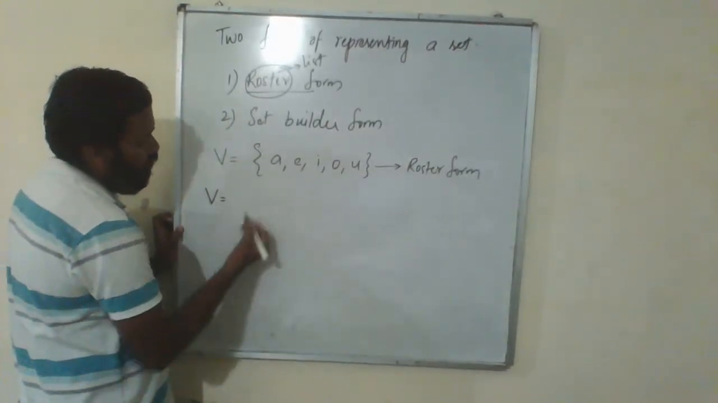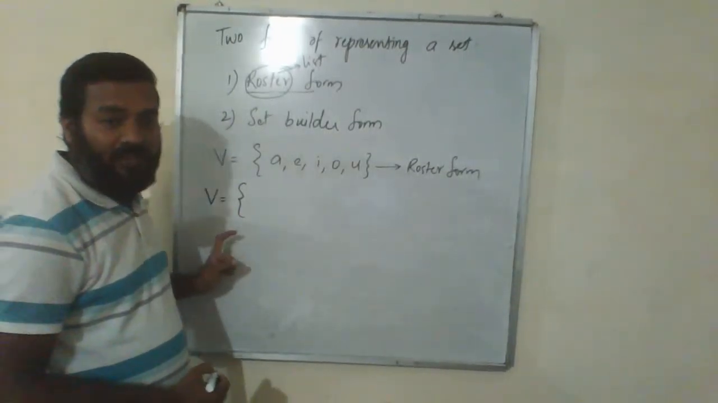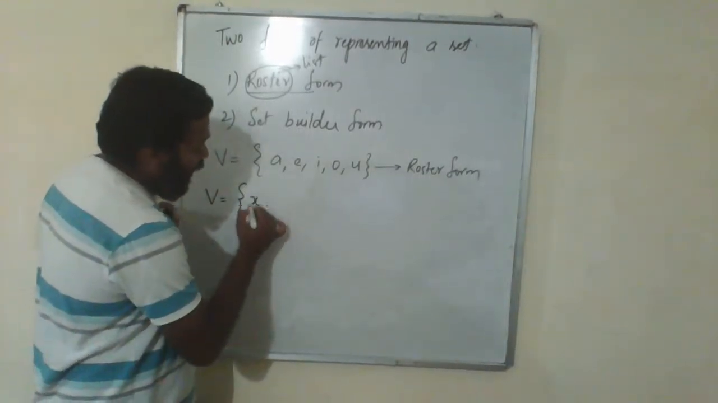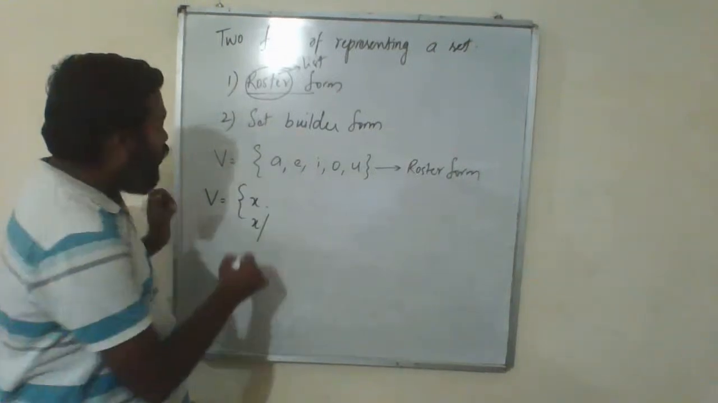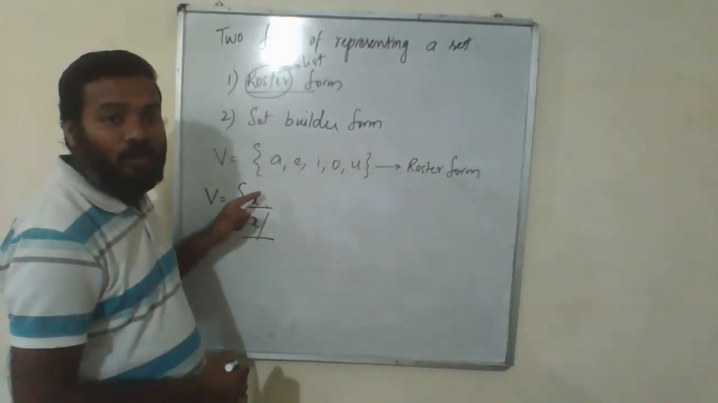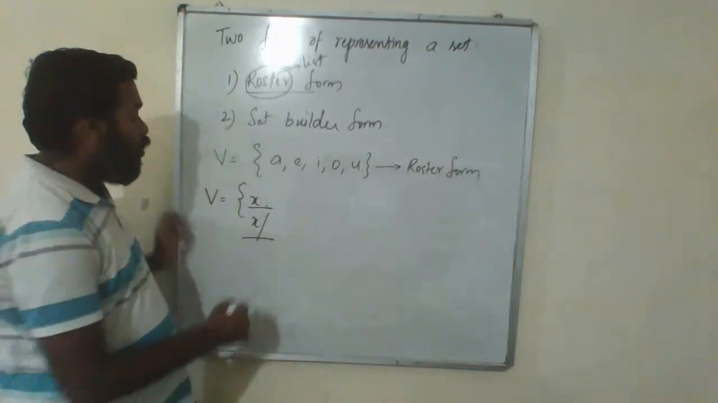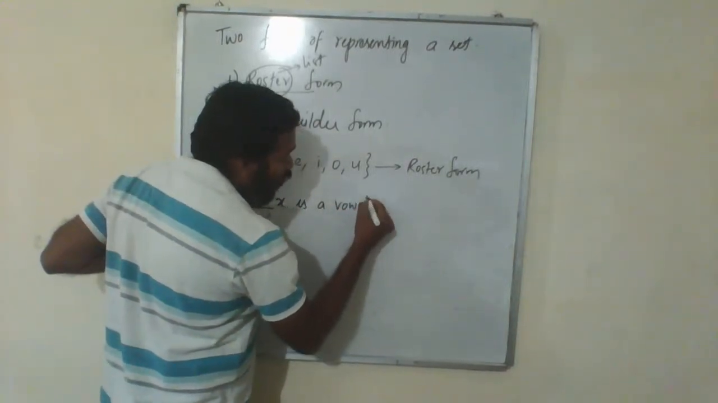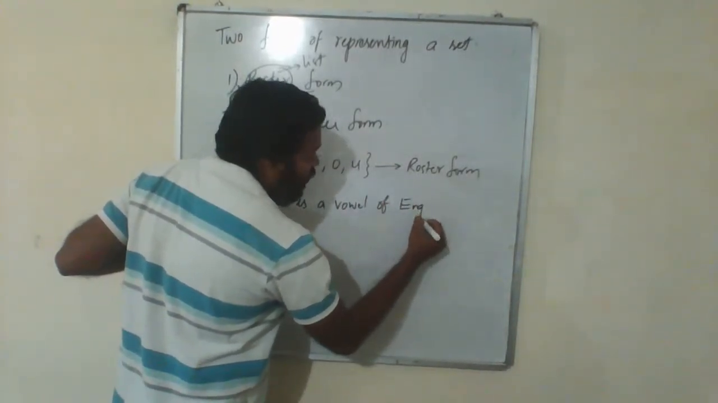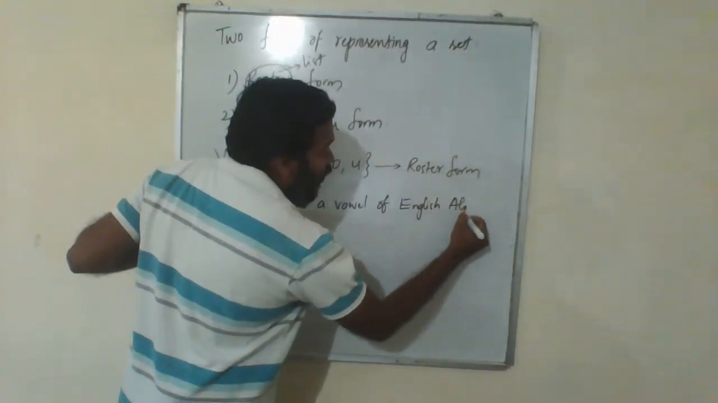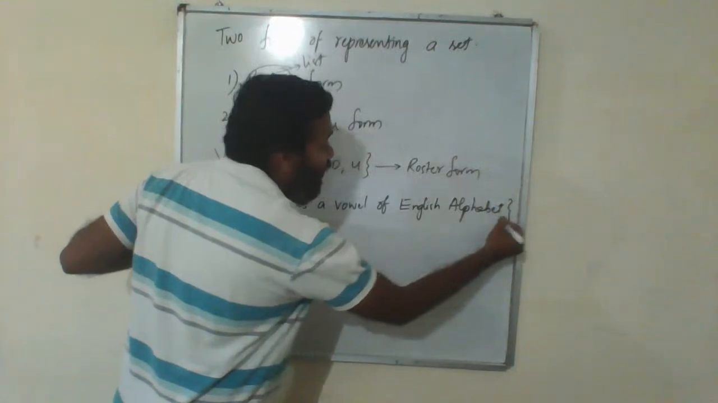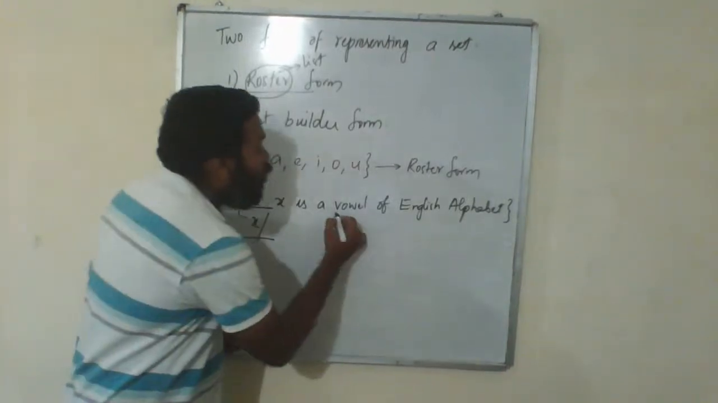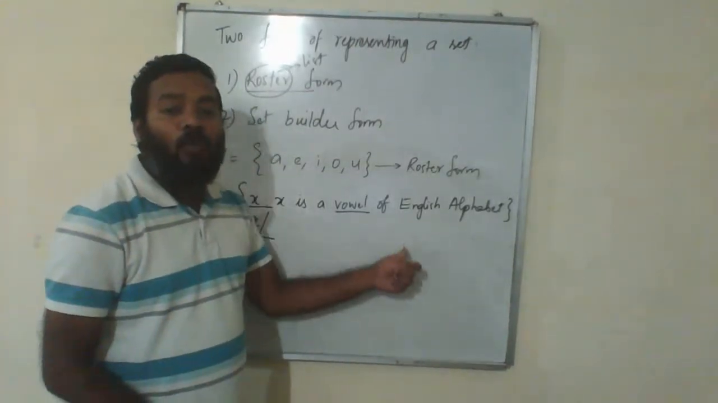That is, B is equal to, first you have to take flower braces, X such that, or X such that. You can write any of these; you need not write both. X such that means you can take a colon or you can take an oblique. So X such that X is a vowel of the English alphabet. That means you are considering the vowels of the English alphabet in this particular set. That is, the vowels of the English alphabet are A, E, I, O, U.